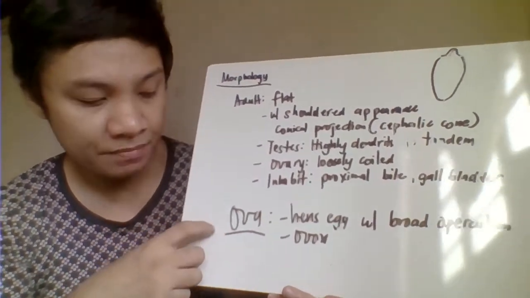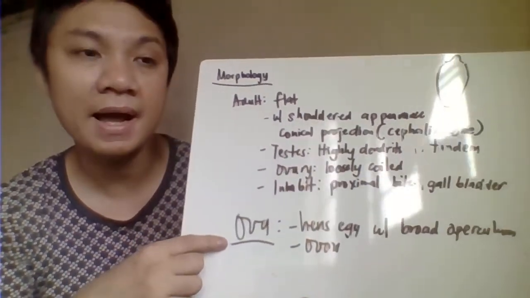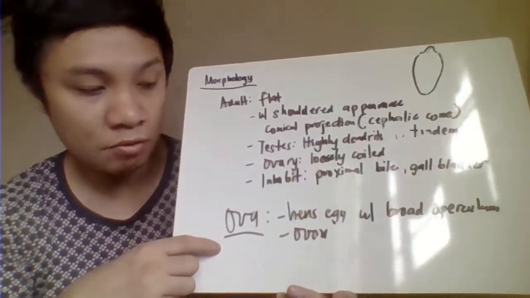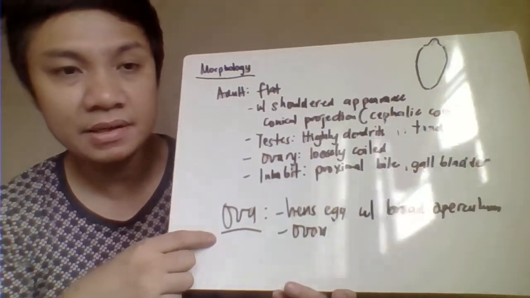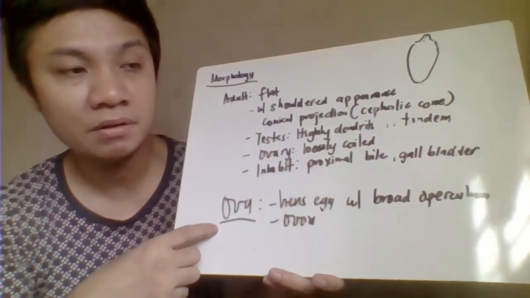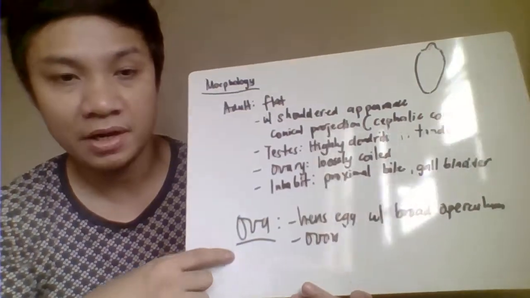and even the gallbladder and the liver. And for the ova of Fasciola hepatica, again, this is unembryonated and unsegmented upon oviposition. It has the characteristic hen egg appearance with a typical, very broad operculum. And it's ovoid in shape.